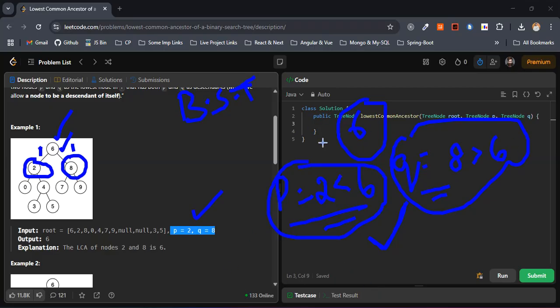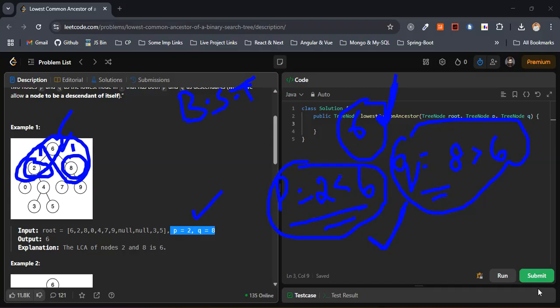So 6 we can consider the lowest common ancestor here, right? The BST rule that we used is: p.value less than root.val and q.value less than root.val, both in the left subtree. Also p.value greater than root.val and q.value greater than root.val, both in the right subtree. Else, the split happens here, and this root is nothing but the else case.